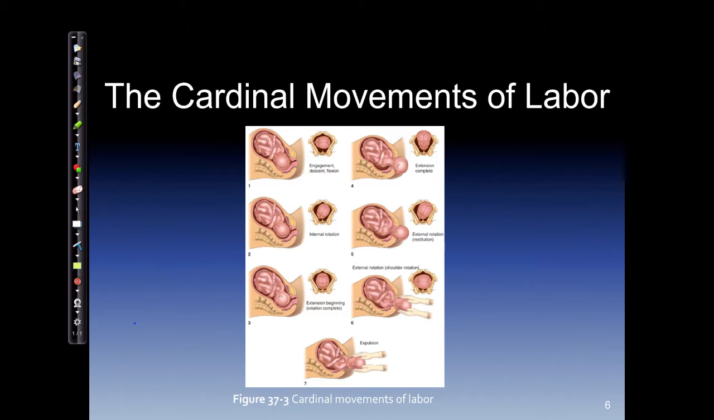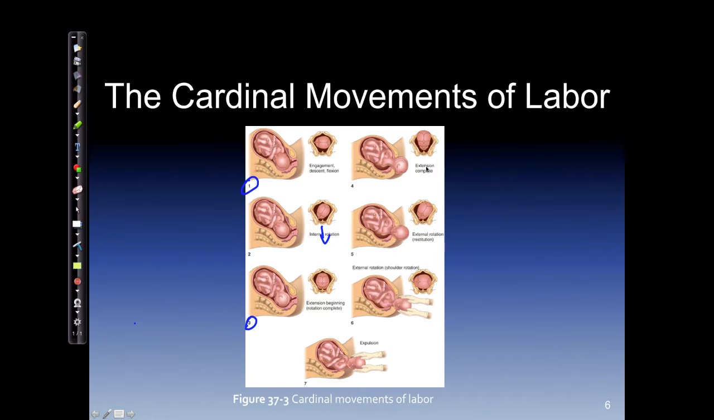Cardinal movements of labor, figure 37.3. Engagement, flexion, descent, internal rotation, extension, and external rotation. In the first stage, we get engagement, descent, and flexion. That's where the head actually fits into the cervical area. In stage 2, we get an internal rotation where the baby will be nose down. Extension begins and rotation is complete. This is in the third stage here, and the kiddo is face down, ready to be delivered.